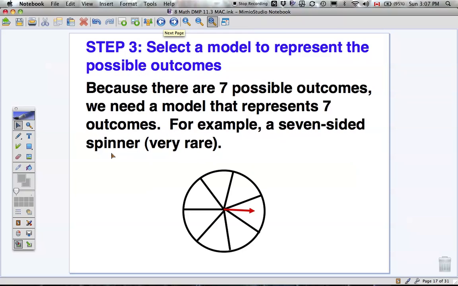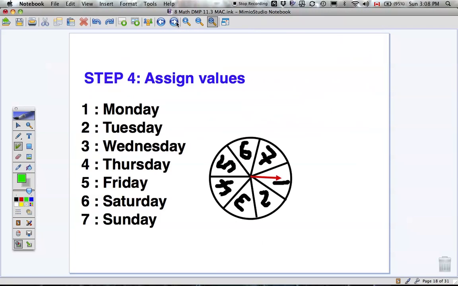We now have to select a model that represents the possible outcomes. And so there are 7 possible outcomes. We need a model that actually represents those 7. So one way you can do it is by a 7-sided spinner, which is a little unusual. Step 4, we assign our values. So if the spinner should land on number 1, that is a Monday, 2, Tuesday, 3, Wednesday, and so on.